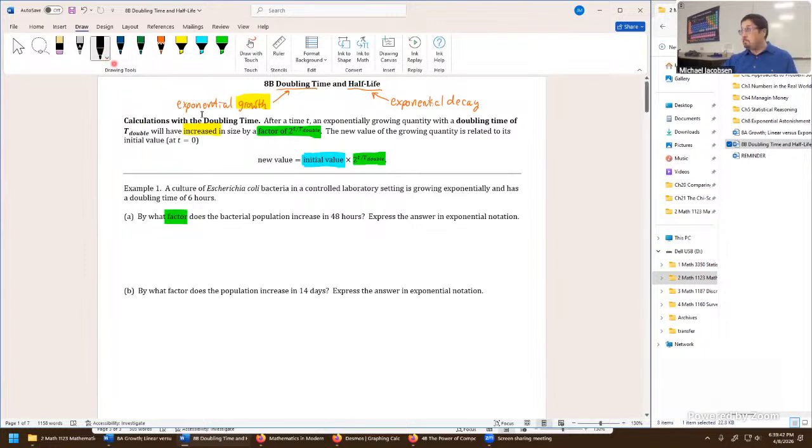Before we use that factor, we should just state what the doubling time is. We're told it has a doubling time of 6 hours, so it's helpful to just write that down on paper. T double is 6 hours altogether. So now the factor that the E. coli bacteria is going to grow by is going to be 2 to the power of some time. The time is 48 hours.